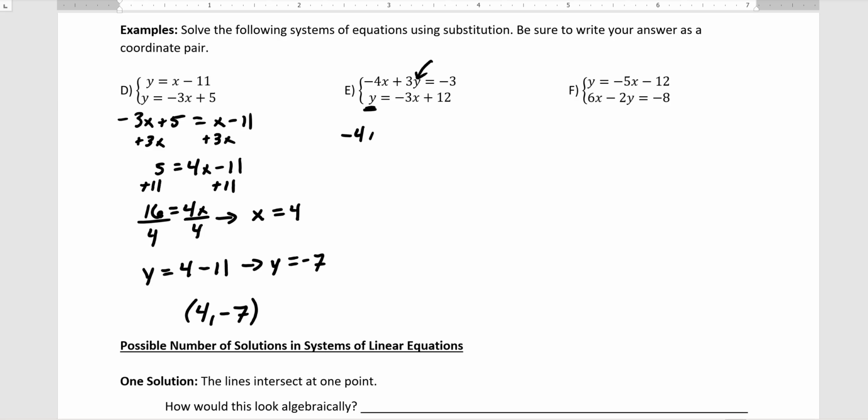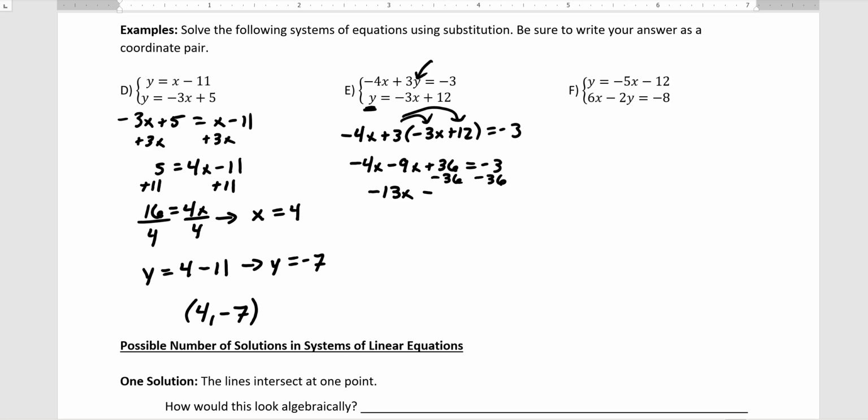So we'll have negative 4x plus 3 times the quantity, negative 3x plus 12, equals negative 3. So negative 4x minus 9x, distributing that. 3 times 12 is 36 equals negative 3. Combine my like terms, I'd get negative 13x. I'm going to subtract 36 equals negative 3 minus 36 would be negative 39. Negative 13. Let's divide that from both sides. Now, a negative divided by a negative gives me a positive, so x is 3.